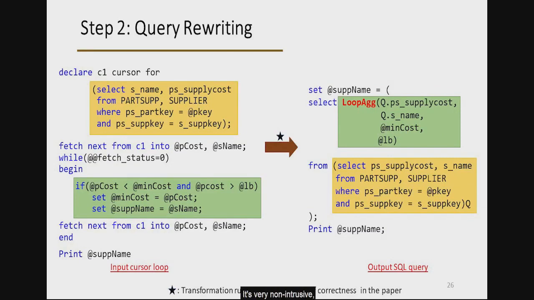So it's very straightforward, and non-intrusive. You don't have to do too many changes to the code. It can retain the query as is, and the body of the loop is now encompassed inside this custom aggregate function. So now this entire loop has been replaced by a single SQL query which computes the exact same result.